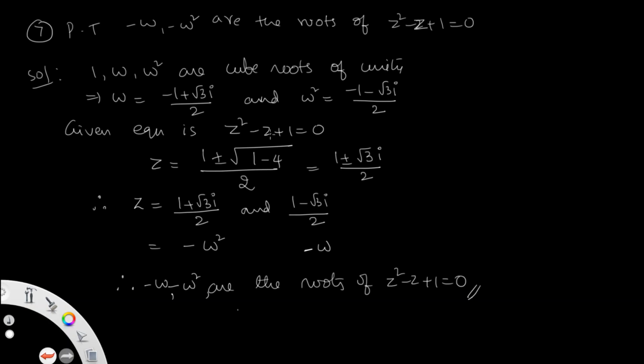So this value is nothing but minus root 3i by 2, nothing but minus omega. In the question, the given equation is solved using minus b plus or minus root over b square minus 4ac by 2a. In this we get the roots, which are nothing but minus omega square and minus omega. Therefore, minus omega comma minus omega square are the roots of the given equation. Hence proved. Then go to question number 8.